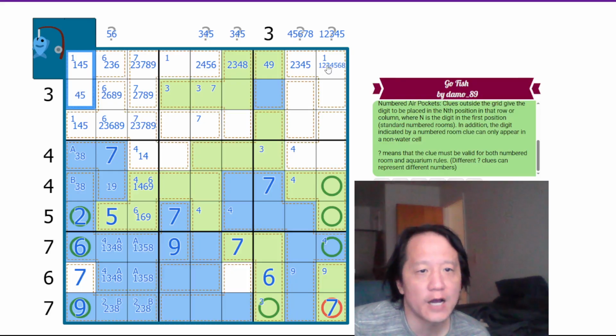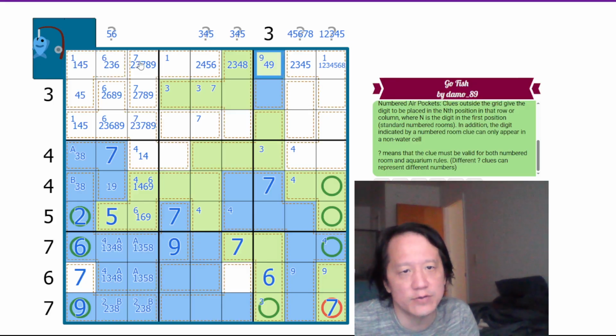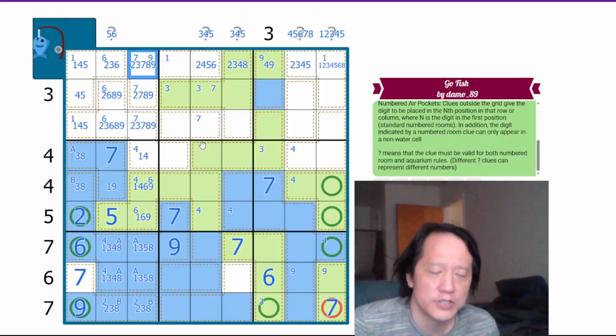Where is 9 in row 1? It cannot be here because of 9 in the column. Can't be here because of the way that the numbered air pockets work. So 9 has to be either here or here. Interesting.